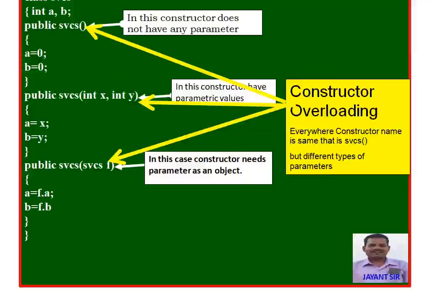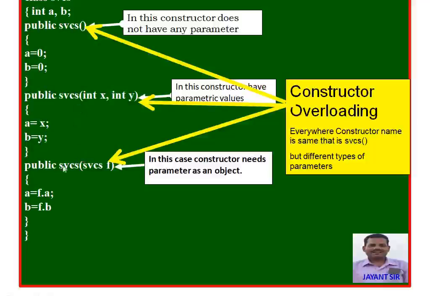Come here, with an example, then only you can understand. Class SBCS, int a, b, public SBCS. This constructor does not have any parameter. Look here: a equal to 0, b equal to 0, default values. Now public SBCS, where there are parameters, int x and int y. It is the same name, SBCS, constructor name is the same. Now a is initialized by x and b is initialized by y.